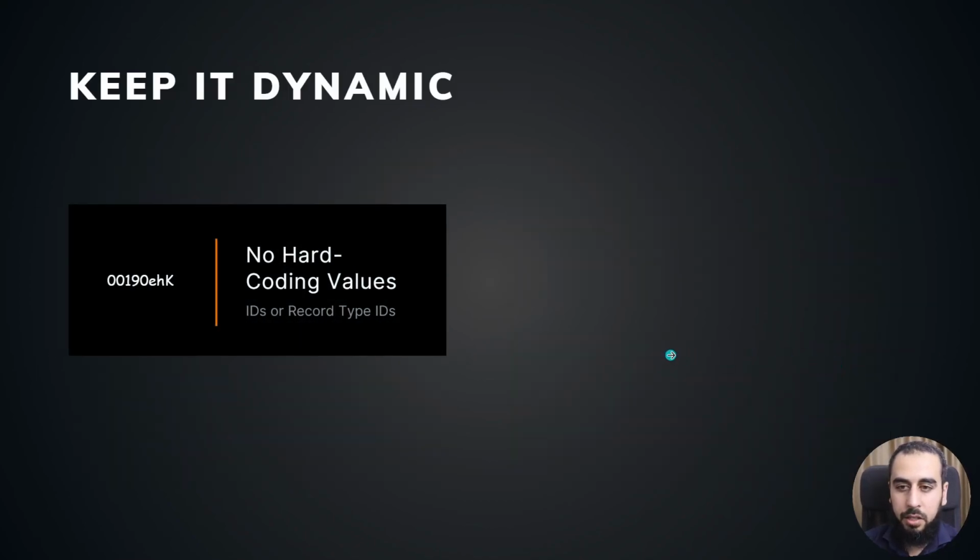The last thing here, probably, I forget the number of slides, is to keep it dynamic. You do not want to hard code IDs, for example. A typical mistake that I've seen quite often is to hard code record type IDs. You don't have to do that. There is an object called record type. You can query that object.